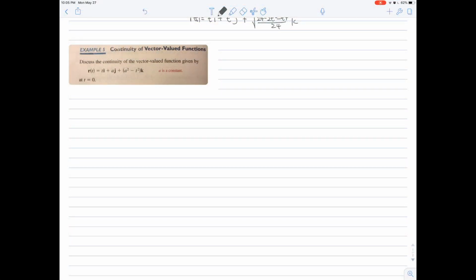Let's take a look at example 5, continuity of vector valued functions. The first thing we can do is to plug t = 0 into the function, and we get r(0) = aj + a²k. The second step is to find the limit of this vector valued function as t approaches 0. The limit of r(t) also equals aj + a²k, then we can say the vector valued function is continuous at the point t = 0.